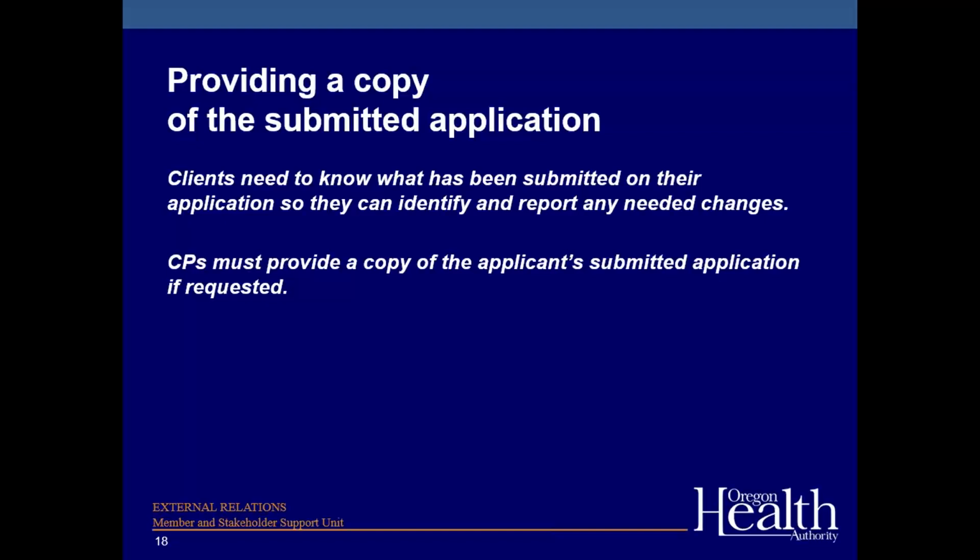We haven't talked too much about providing a copy of submitted application information yet, so we're going to talk about that. The main point is that it's important that people know what has been submitted on their behalf, and that includes a new application, also reporting changes or renewals. Because if they don't know what has been reported, then they can't identify if they need to report a change or anything different, or maybe to fix something that's incorrect. Community partners must provide a copy of the applicant's submitted application if they request it.